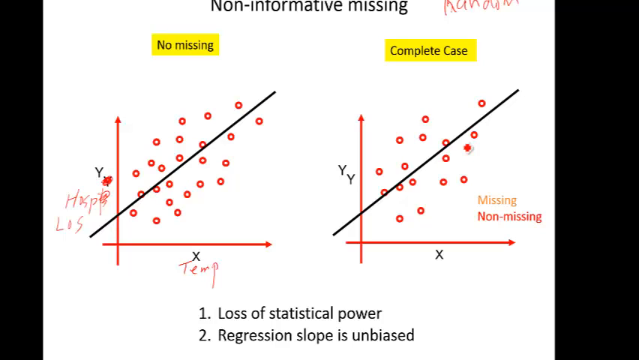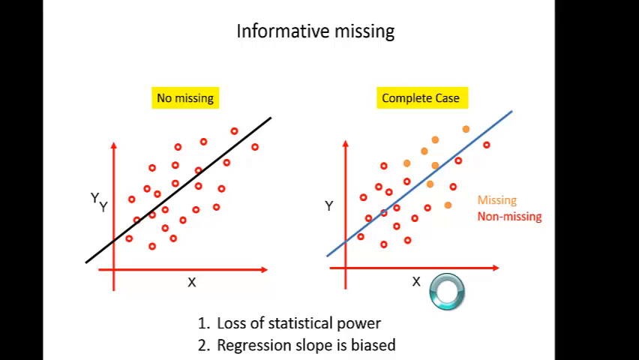Although obviously, you can still lose statistical power because you have fewer observations, the regression slope is unbiased. So when you have random missing and complete case analysis, even with that, if you're detecting statistical significance, it may be okay, because even with the loss of statistical power, you are already detecting the significance and the beta coefficient is not biased.